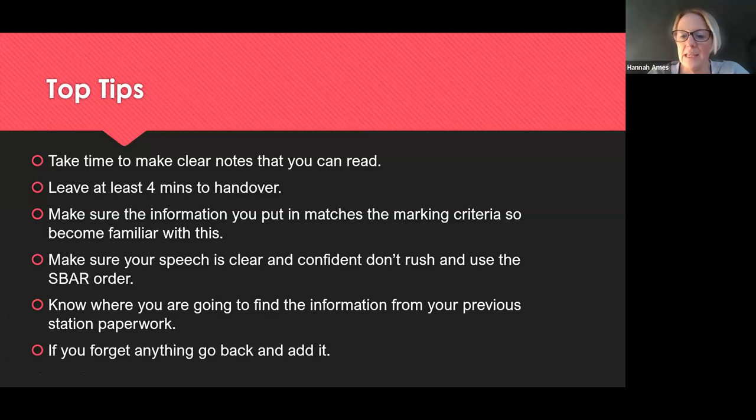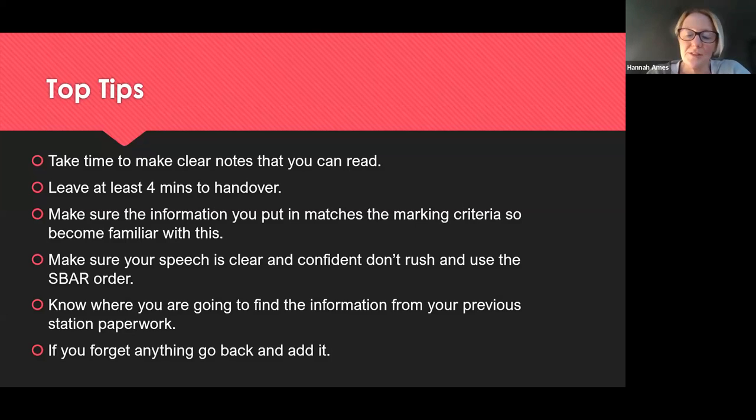Know where you're going to find the key information from your previous station paperwork. So I know I'm going to get all my social history and my past medical history from my assessment station. I know I'm going to get the medications that I've given from my drug chart. I know I'm going to give my nursing needs and interventions from my planning station.